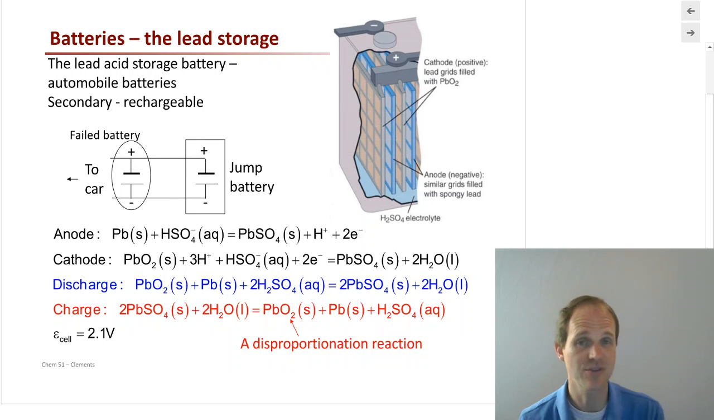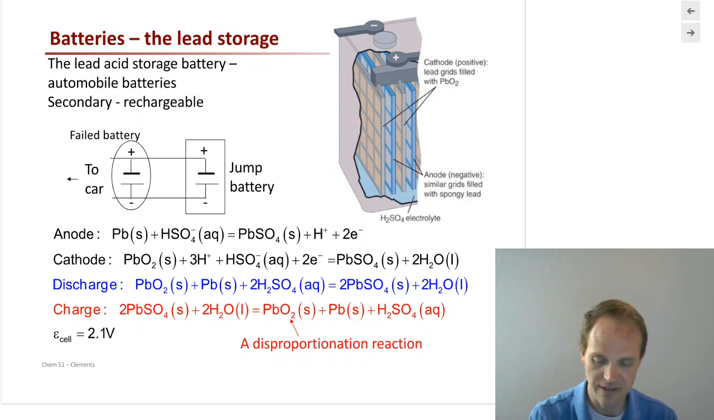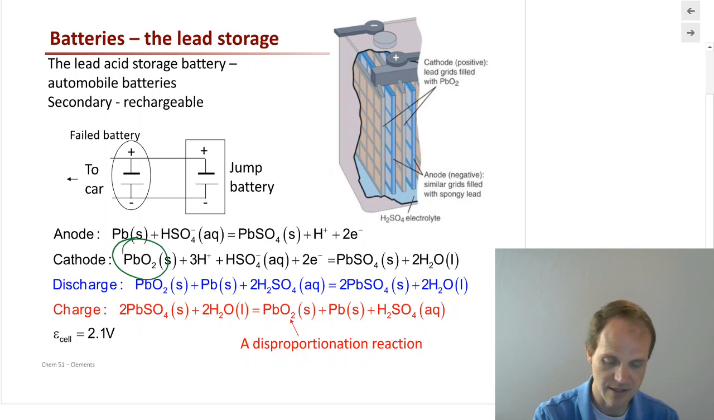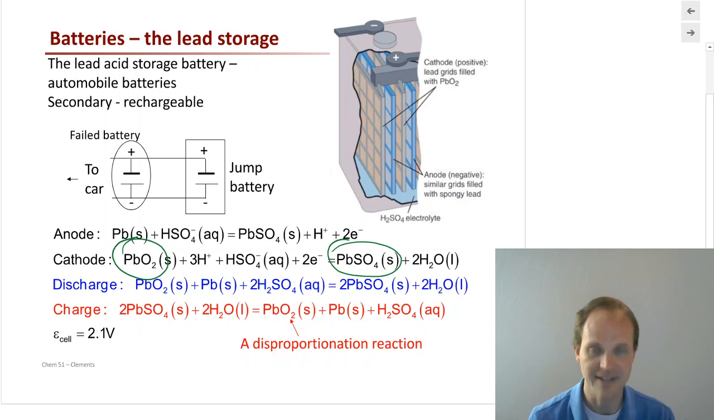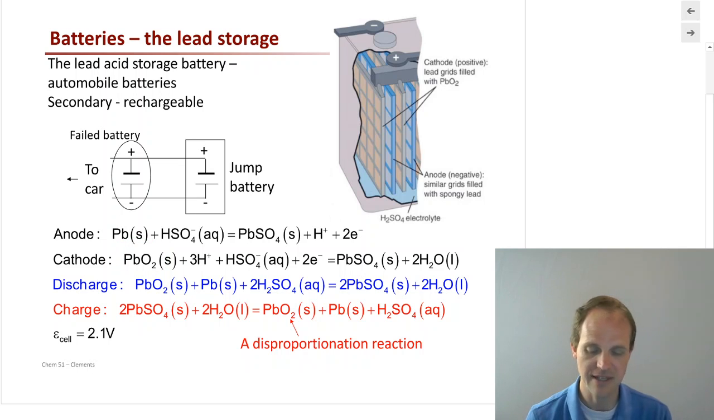The next one, the lead storage battery. This is your car battery. Your car battery is lead and lead sulfate. So at your anode, your lead is turning into lead sulfate. At your cathode, lead oxide is turning into lead sulfate. That's interesting. Both sides are making lead sulfate.